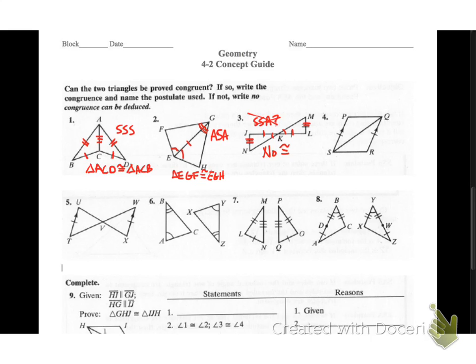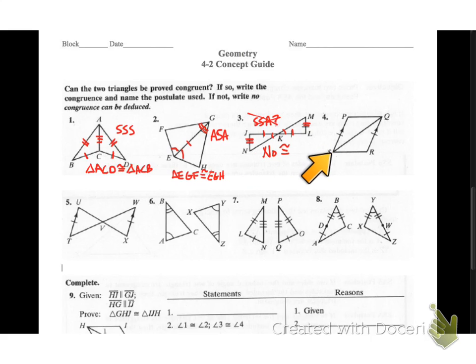How'd you do in the first 3? We had side, side, side on number 1, angle, side, angle on number 2. The side, side, angle, or even worse, angle, side, side, but we can't say that one out loud, doesn't work. No, that one is not.